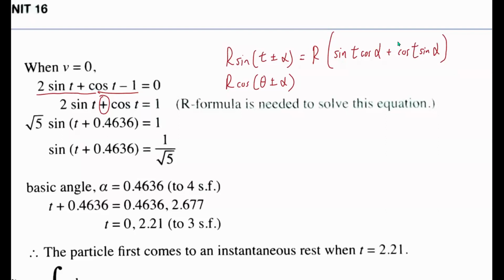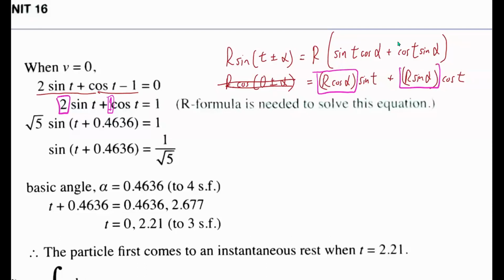Good. Then from there, you can rewrite it as R cos alpha multiplied by sine t plus R sine alpha multiplied by cosine t. Then you can see the pattern already. Here we have 2 times sine t plus 1 times cosine t, and here we have R cos alpha times sine t plus R sine alpha times cos t. So compare and contrast: this must be 2, this must be 1. From there, we conclude that R sine alpha equals 1, R cos alpha equals 2.